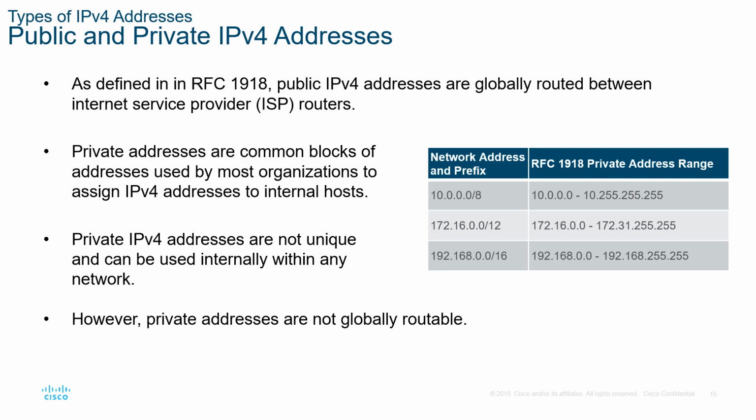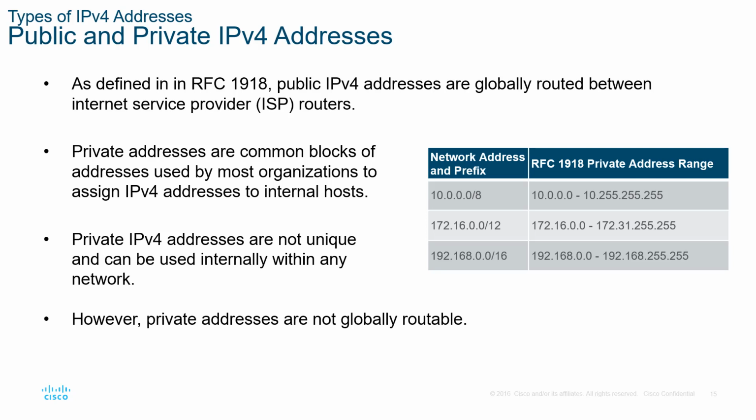For the second range of private addresses, it's going to be 172.16. This is going to be anything that starts with 172.16 through 172.31. Again, those are going to be the first and second octet. Those are all private addresses. Lastly, anything that starts with 192.168 are also private addresses.